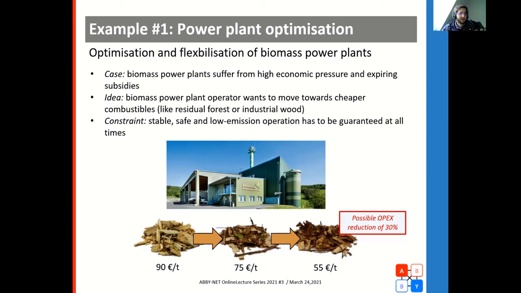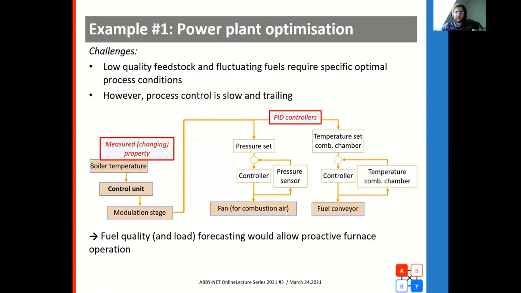These plants' operational expenses are highly dependent on the fuel prices. So many operators will now and in future start buying and burning more and more cheap biomass fractions. As we can see down here, there are different varieties available at different prices. The challenge is that the operation has at all times to be emission efficient at high plant efficiencies, and of course stable and safe, which is not always easy with those cheap fuel fractions.